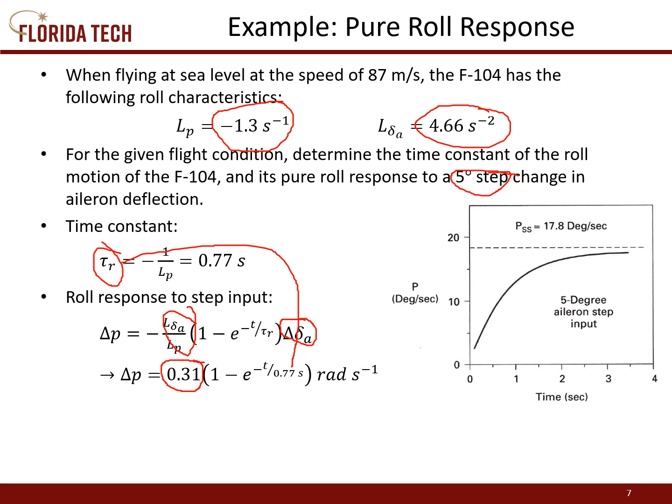Again, a lot of things were given in meters, seconds and radians, but I don't think well in radians. So it's always good, once you have the response, to change back to degrees per second. That's what we did here. You can see the steady state roll rate for the F-104 is 17.8 degrees per second, for our 5-degree aileron step input, and we see how it builds.